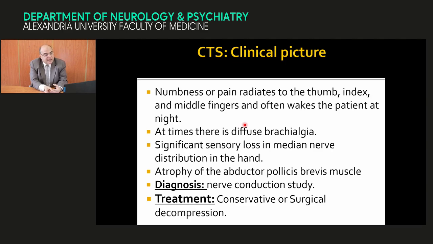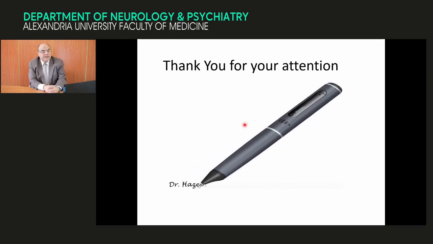The pain is usually in the hand, but sometimes it may extend to the forearm or arm, and the patient may even complain of brachialgia. Diagnosis depends on the nerve conduction study to demonstrate the delay in the conduction velocity of the median nerve in the transcarpal segment. Treatment is usually conservative, by giving simple analgesics or anti-inflammatory drugs. Sometimes we may use aspirin. Sometimes we may use local injection of steroid or local anesthetic, and finally surgical decompression. Thank you for your attention.